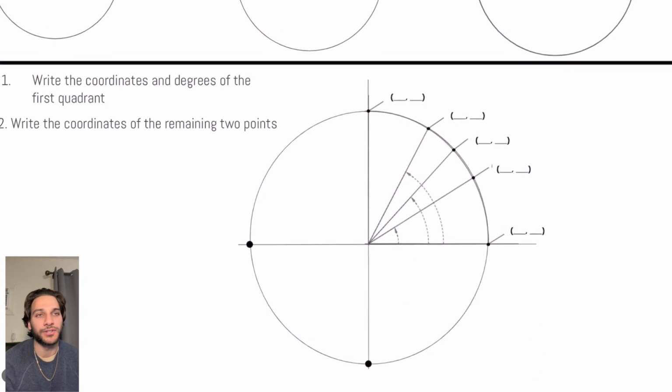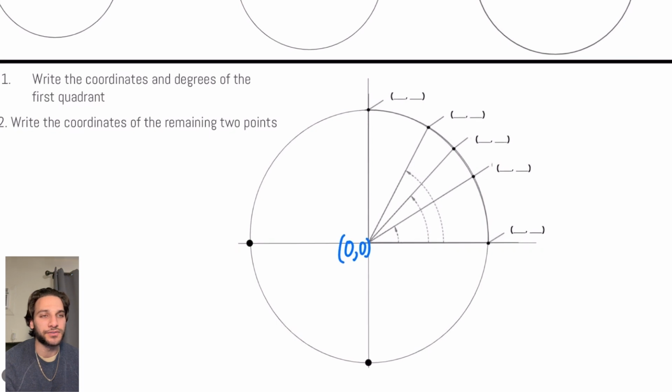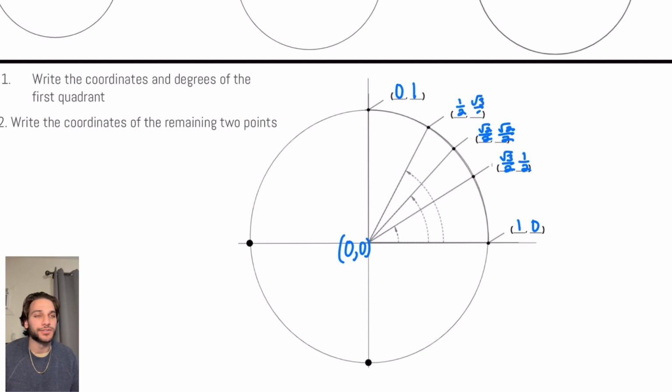For the next section, we're going to write the coordinates and the degrees of them. In number 2, we're going to write the coordinates of the 2 remaining points. I'm going to put 0, 0 here just so we're aware that's the origin. And I can go ahead and put 1, 0, and 0, 1. Then I'm going to write all my coordinate pairs really quickly. And this is my last one, 1/2, root 3 over 2.